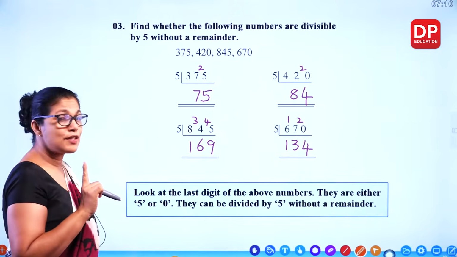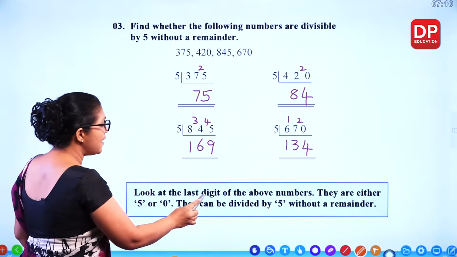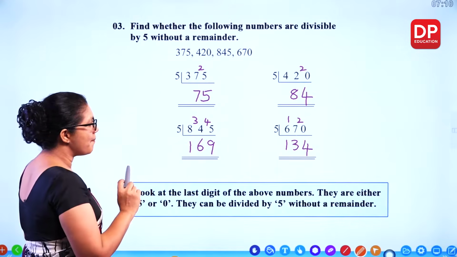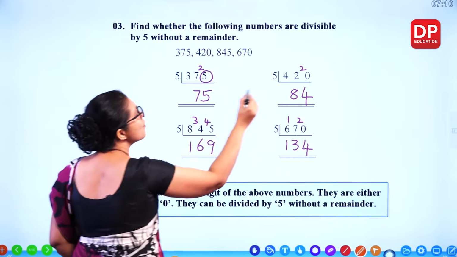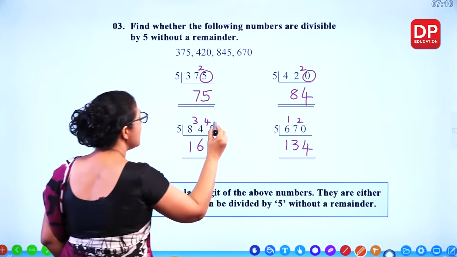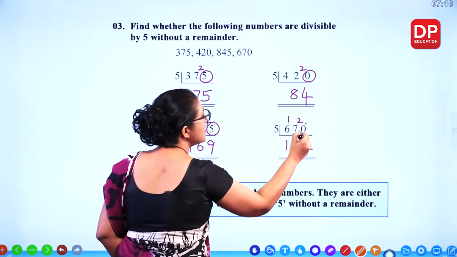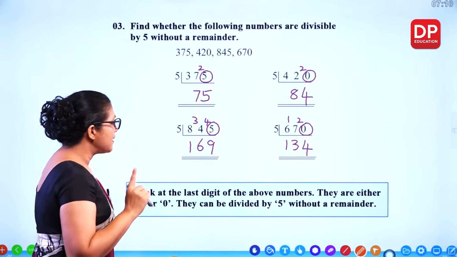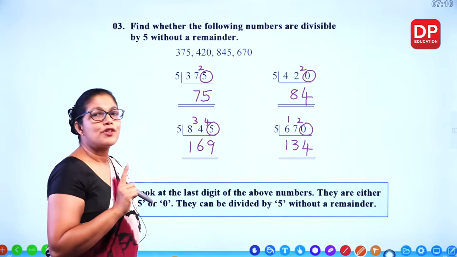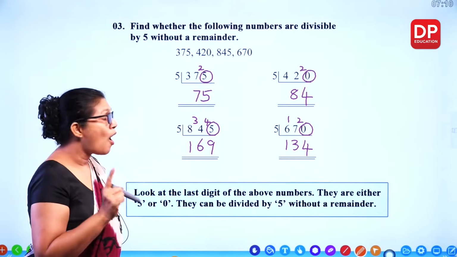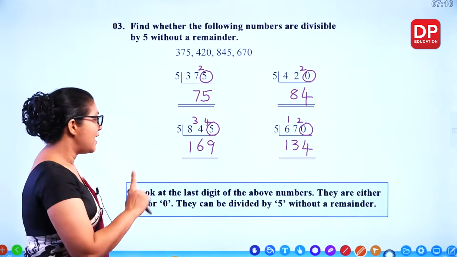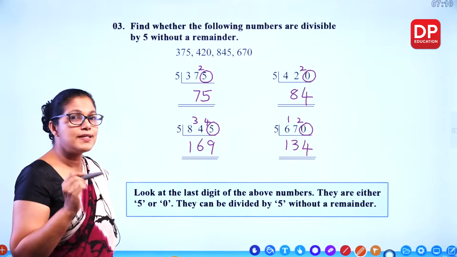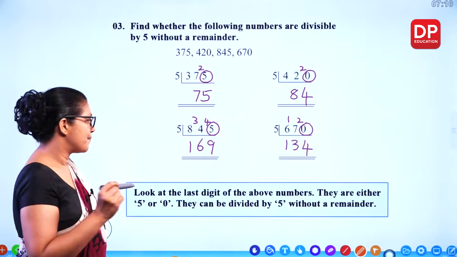So how do we identify? Look at the last digit of the above numbers. They are either 5 or 0. 5, 0 here, 5, 0. They can be divisible by 5 without a remainder. So how do we identify whether the number is divisible by 5? Last digit should be 0 or 5.